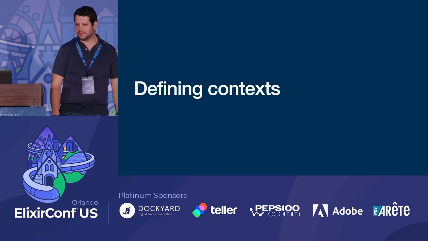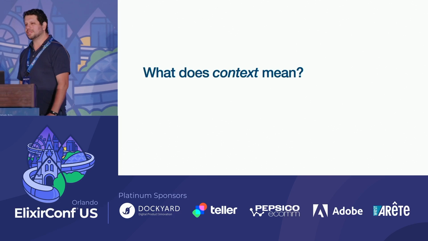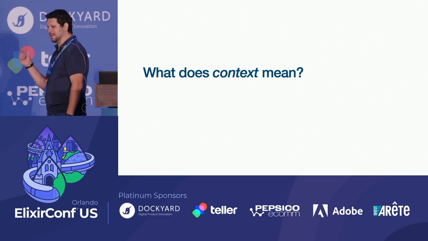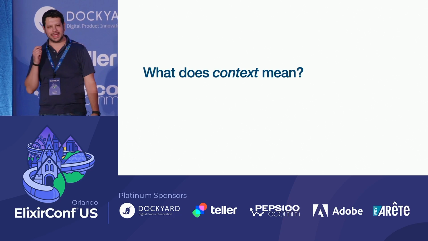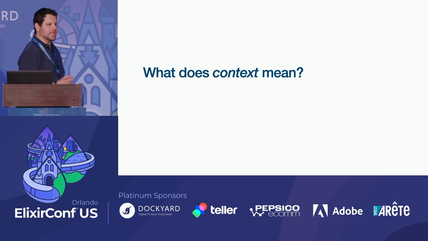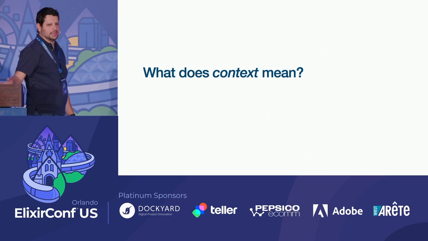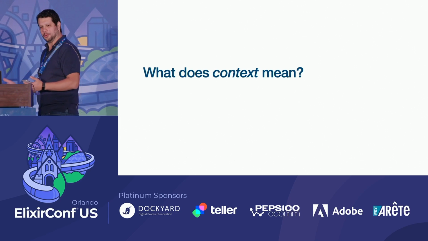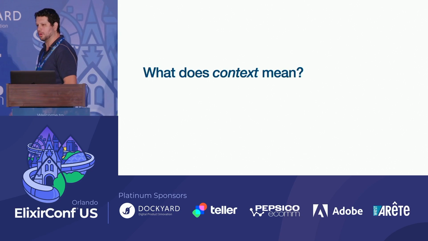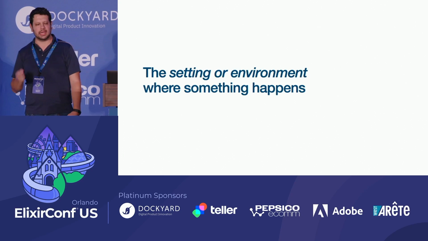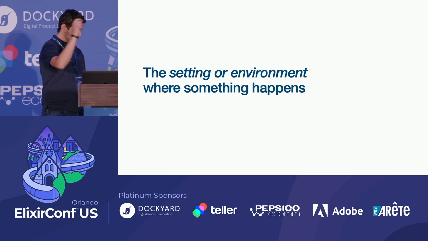So let's dive in, defining context. So what does context even mean, right? When the Phoenix core team came out with Phoenix context, I thought, man, that's a terrible word. I thought it's a terrible word because it's so generic. It's like namespace. It's both everything and nothing at the same time, right? But as I learned more and I did my own research, I thought, oh, actually, this is a good word because context means the setting or environment where something happens. And I like those words, those kind of synonyms, setting or environment.